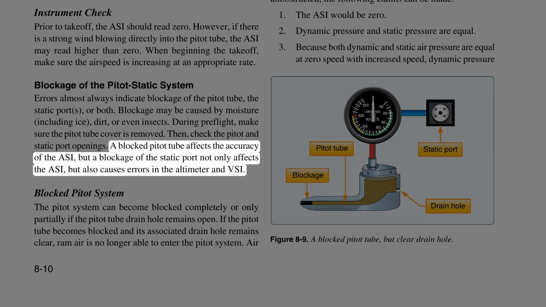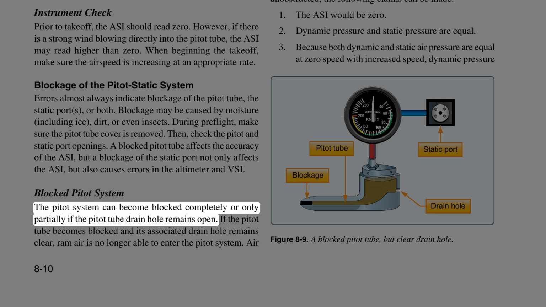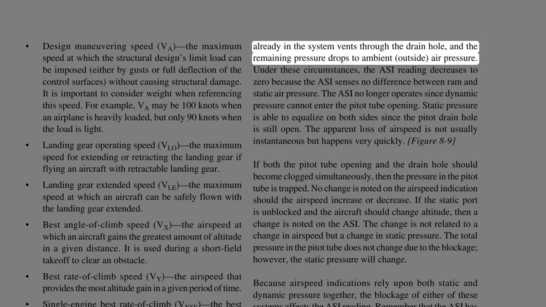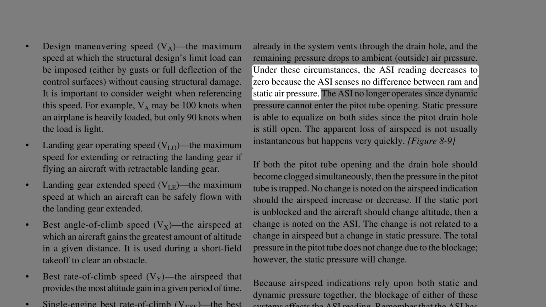A blocked pitot tube affects the accuracy of the ASI, but a blockage of the static port not only affects the ASI, but also causes errors in the altimeter and VSI. Blocked pitot system. The pitot system can become blocked completely or only partially if the pitot tube drain hole remains open. If the pitot tube becomes blocked and its associated drain hole remains clear, ram air is no longer able to enter the pitot system. Air already in the system vents through the drain hole, and the remaining pressure drops to ambient, outside, air pressure. Under these circumstances, the ASI reading decreases to 0 because the ASI senses no difference between ram and static air pressure.